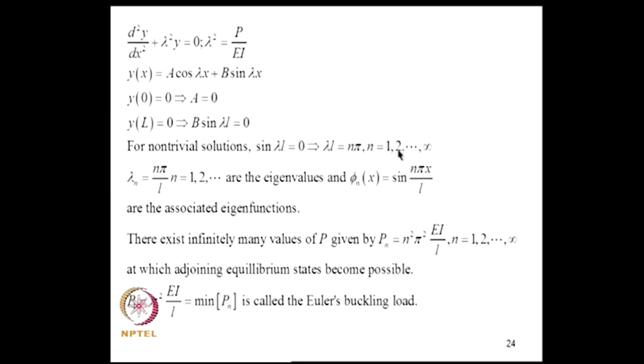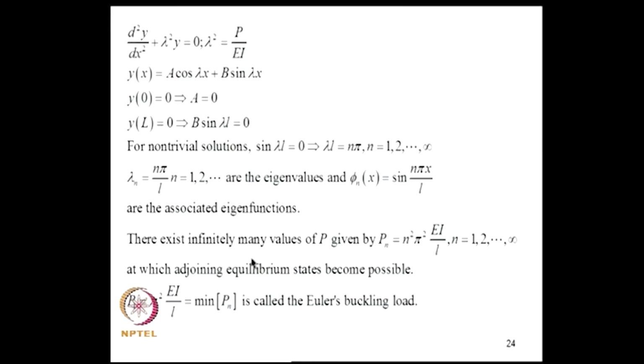So, where n runs from 1 to infinity. So, at least we have answered one question now. Whenever P is such that lambda L is n pi, an adjoining equilibrium position is possible, and there are infinity of them, and the loads appear as related to the eigenvalues of this problem, and the deflected shapes are given by the eigenfunctions associated with these eigenvalues, and in this case the eigenfunctions are sin n pi x by L.